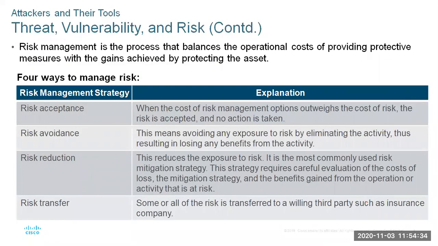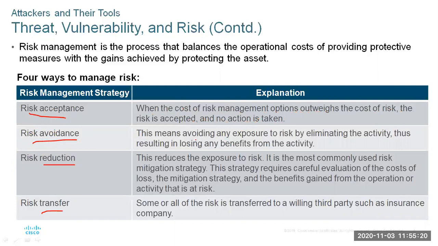Now, risk management is the process that balances the operational costs of providing protective measures with the gains achieved by protecting the assets. Risk acceptance, risk avoidance, risk reduction, and risk transfer are four ways we can manage risks. They are strategies we can use to manage the risk we have. Risk acceptance is when the cost of risk management options outweighs the cost of the risk. The risk is accepted and no action is taken.